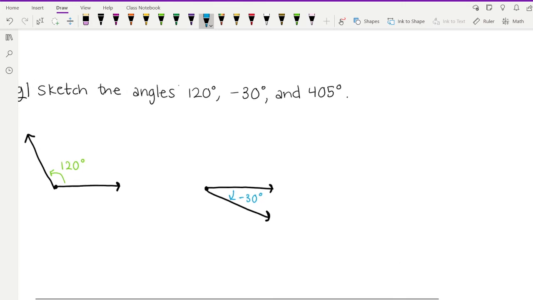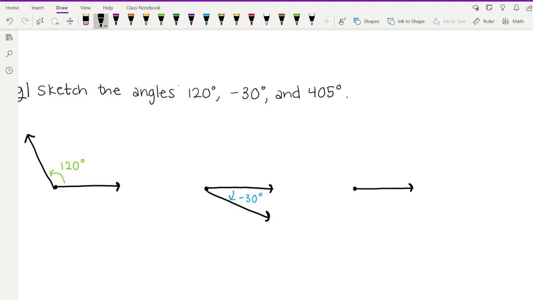Okay, last of all, we have 405 degrees, which I think is kind of the funkiest one of these three. So what does 405 degrees look like? Let's start by drawing again our initial side. Okay, so 405 degrees. The first thing to notice, kind of like when we did 120, we compared it to 90, right? And we were like, oh, it's a little bit more than 90. 405 is pretty big, right?